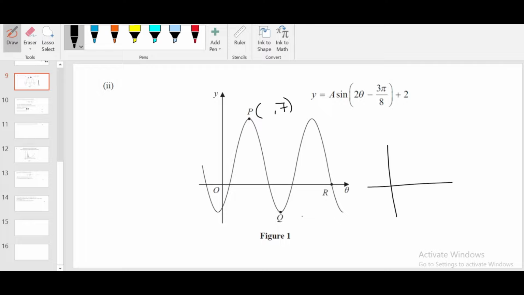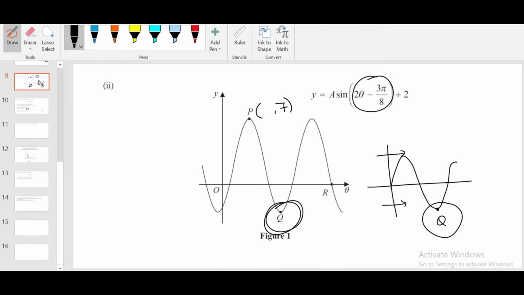If you look at the sine graph, this was Q initially. After moving the graph to the right by certain units, because of the translation, we got the new point Q here. Okay, so what we need to do here, we need to take this point, which is pi over 2, 2 pi over 2, 3 pi over 2. The x coordinate of this point initially was 3 pi over 2, and then apply this transformation.